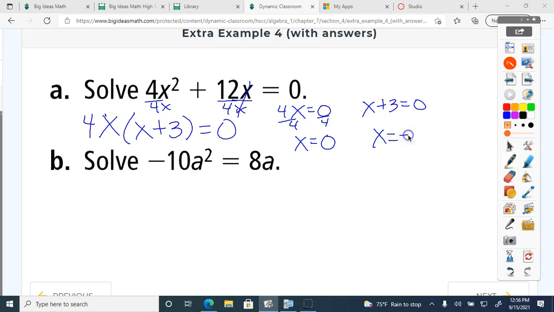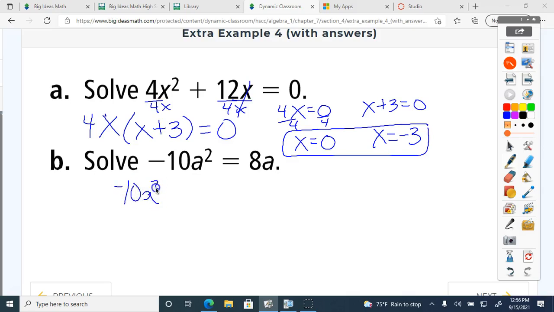Negative 3. Very good. Okay? Can you check them? Yeah. Same way you always check them. Plug them back in. See if you get 0. Here is part B. Is it equal to 0?